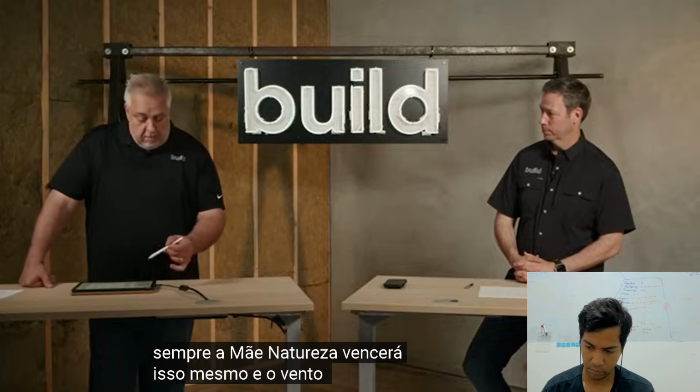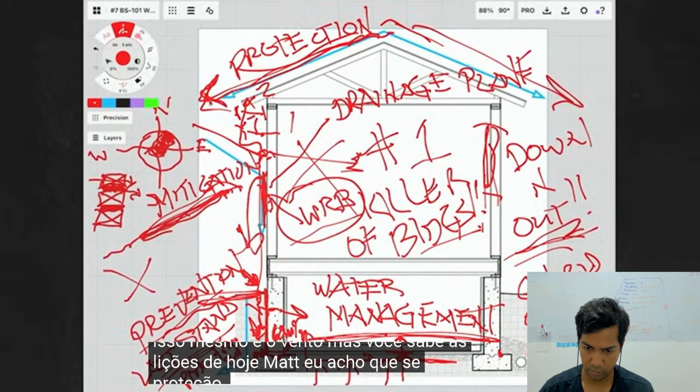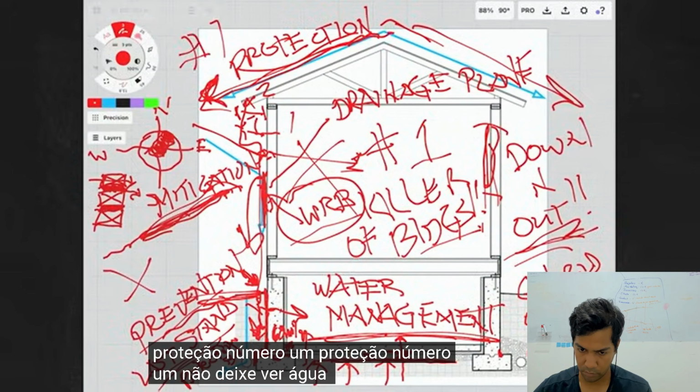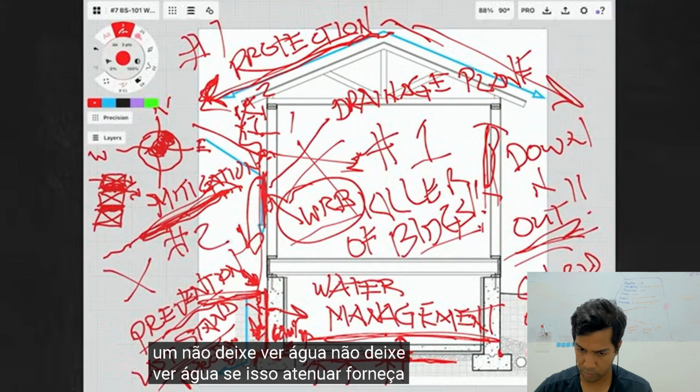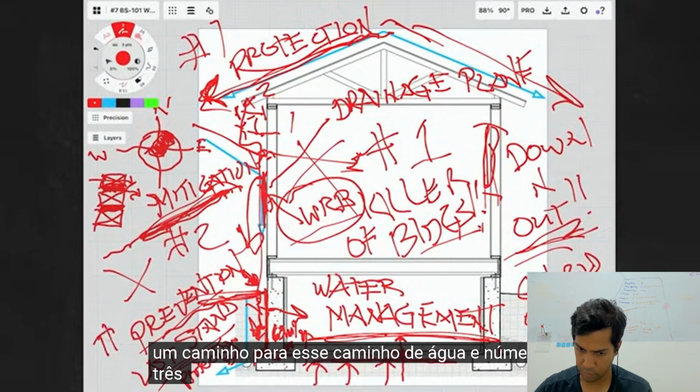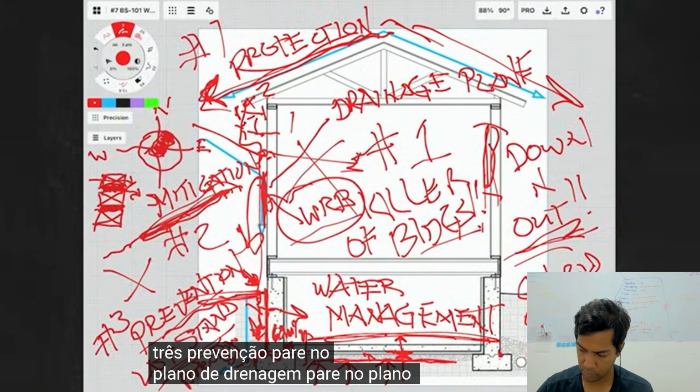That's right. And win. But the takeaways today, Matt: protection number one, don't let it see water. If it does, mitigate it. Provide a pathway for that water, a hard path. And number three, prevention. Stop it at the drainage point. Stop it at the drainage lane and give it a pipe.